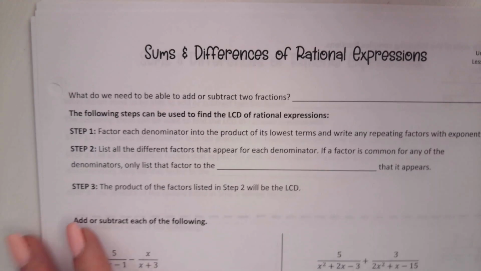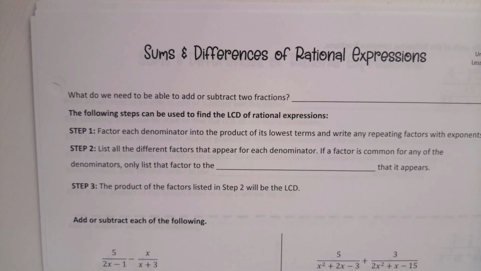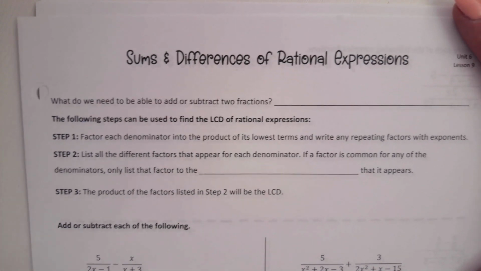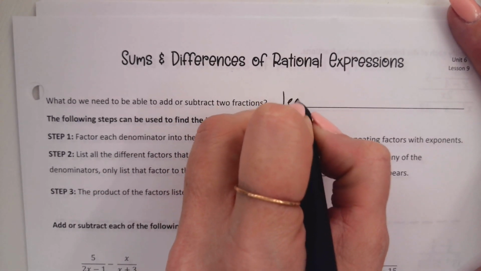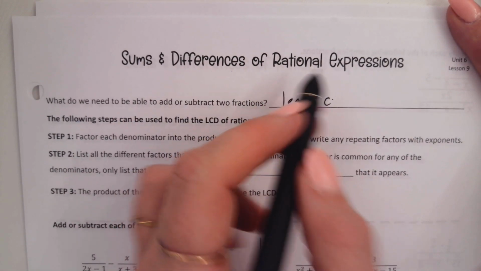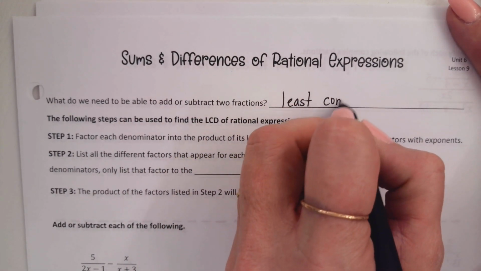It doesn't just need to be a common denominator. It needs to be more specific. Feel free to read ahead. Lowest common denominator, least common denominator, however you want to say it. Least common denominator in order to add or subtract rational expressions, aka fractions.